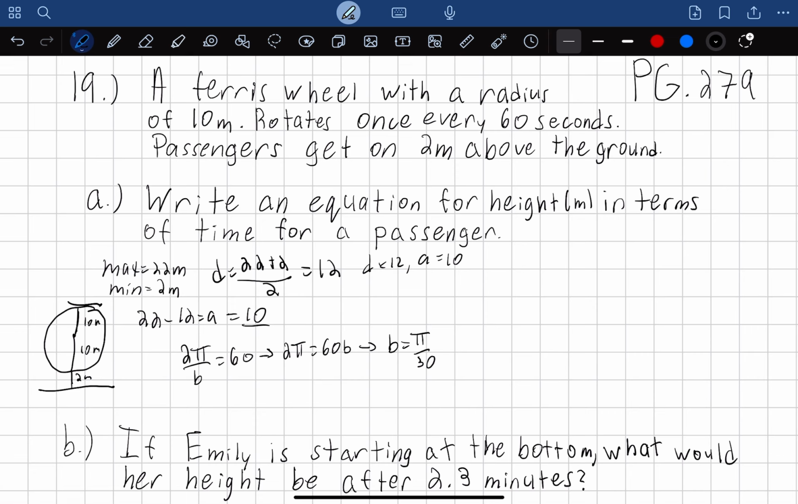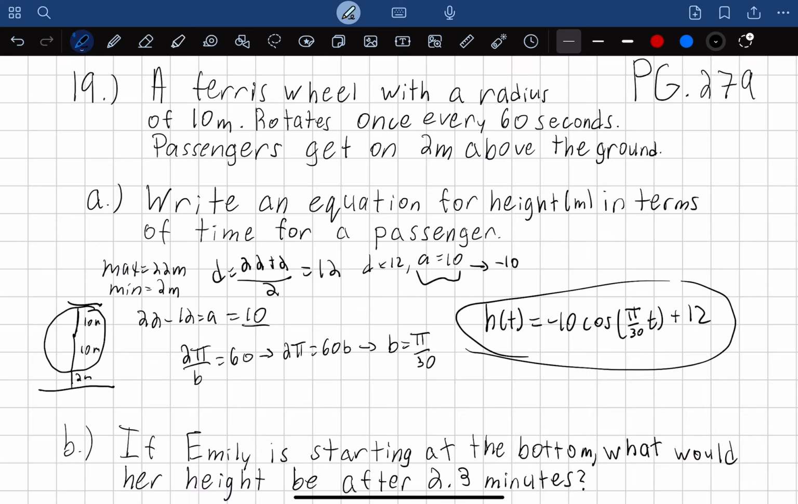Now the last thing to figure out is a phase shift. However, the passenger starts at a minimum. Neither our sine nor our cos graph starts at a minimum, so you could technically use a sine graph and phase shift it, but for simplicity's sake, the easiest thing to do is just to reflect the cos graph, which means our a value of 10 now becomes negative 10. And now we can write height as a function of time is equal to negative 10 cos(pi over 30 times t), and then finally plus 12. So that there is our equation.